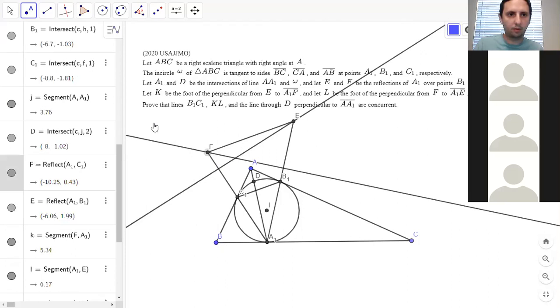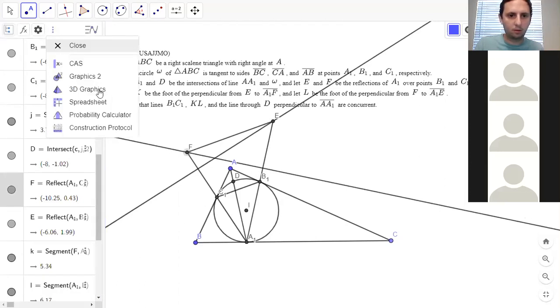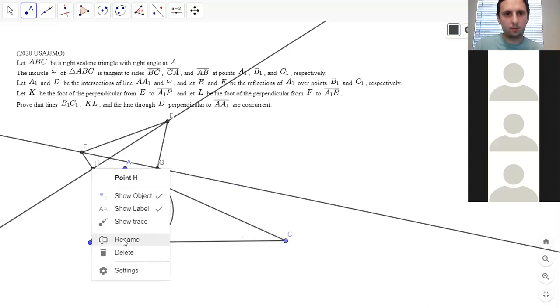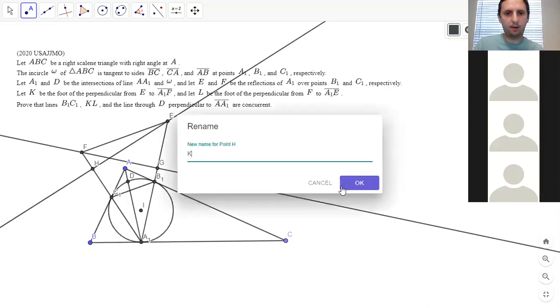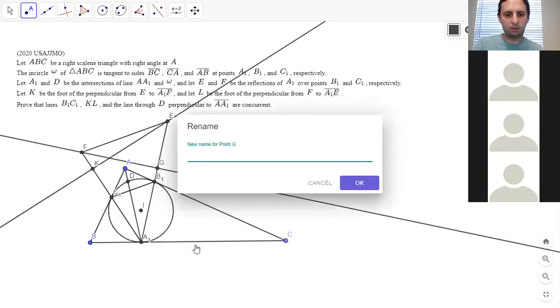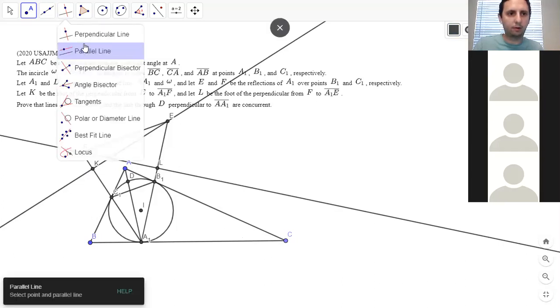Whoops, let me close this. Sorry. K, that's K. This is L. Prove that B1C1, KL, and the perpendicular through D to AA1 are concurrent.